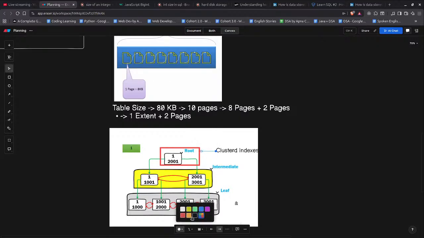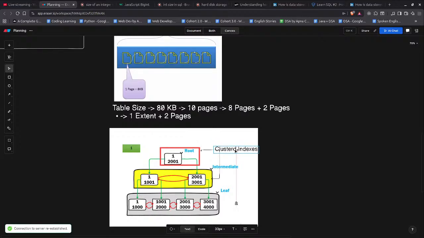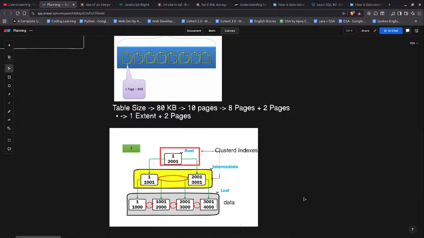Can I change the color of it? Such a bad thing this is, but never mind. This is how it goes. The clustered indexes are going to be here, and as for the data, that's going to be stored here. This is not going to be here, that's going to be data. So data is going to be stored here. Going ahead, what's the next thing?